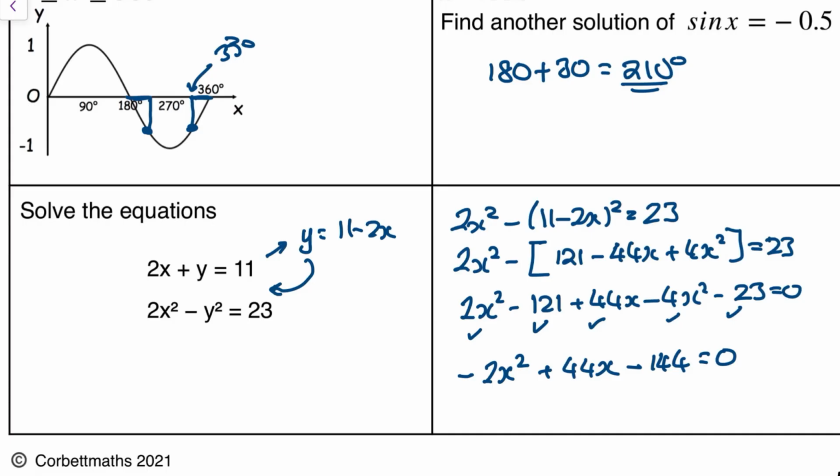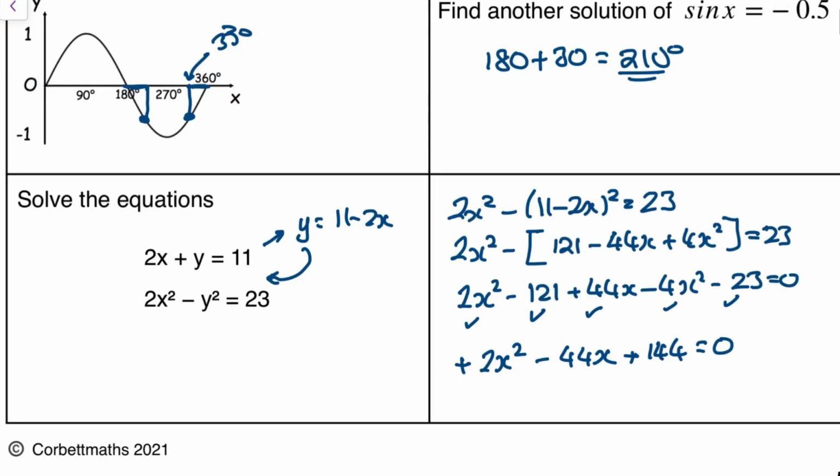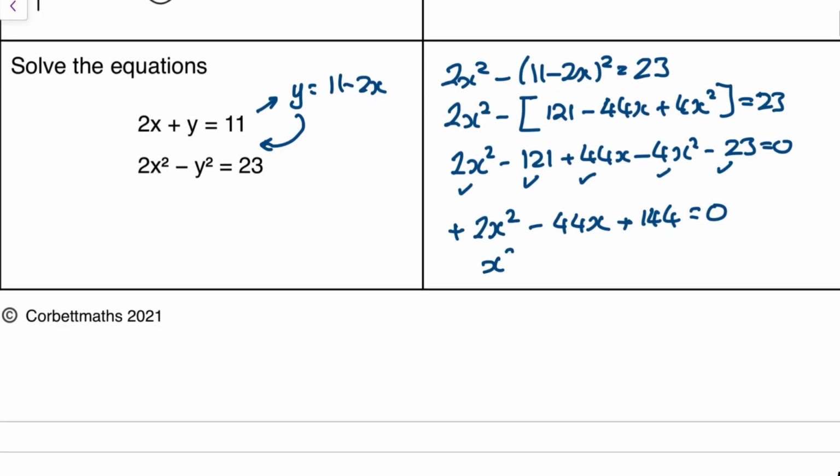So my minus becomes a plus at the start. My plus 44 becomes a minus 44. And my minus 144 becomes plus 144. Then I'm going to divide everything by 2. And that means, hopefully, I can see how to factorize it more easily. So plus 72 is equal to 0.